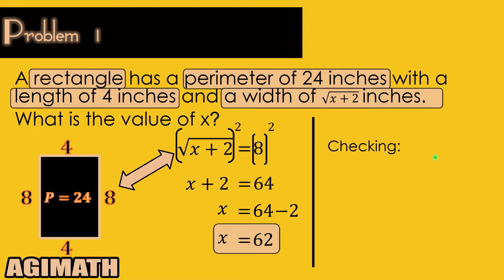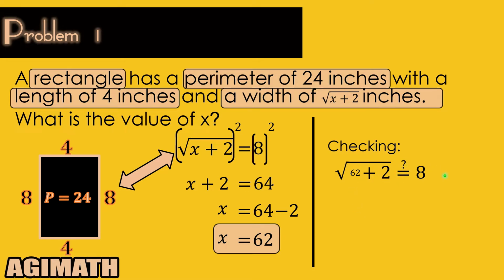In doing the checking, it's very important that you go back to the original. I say original equation, which is the square root of x plus 2 is equal to 8. And all you need to do is substitute what you got earlier, which is 62. So substitute x with 62. And you ask yourself if it's equal to 8.